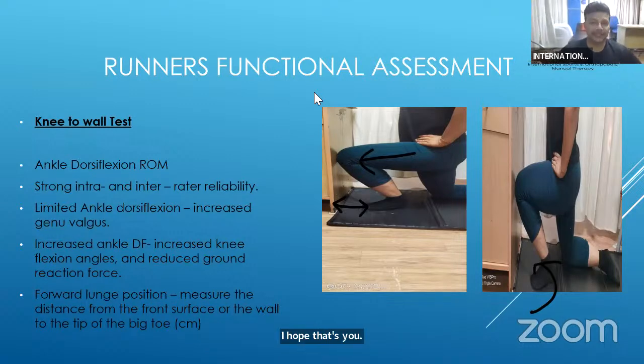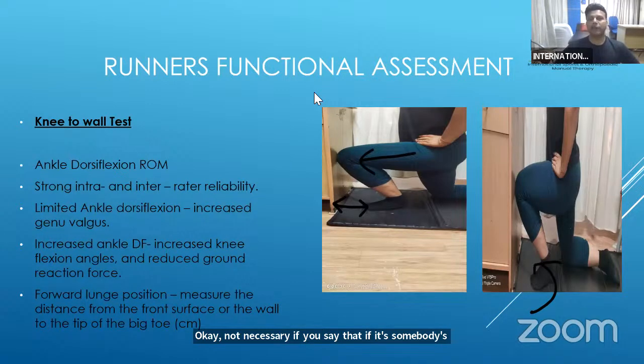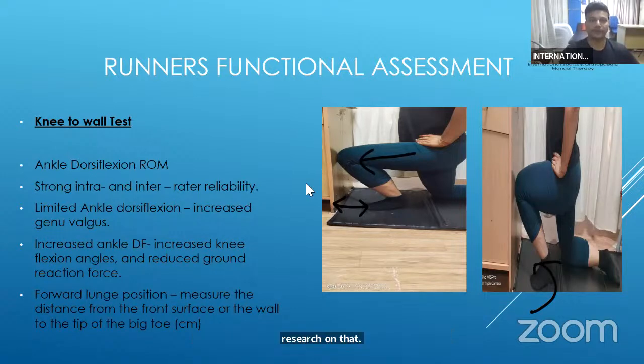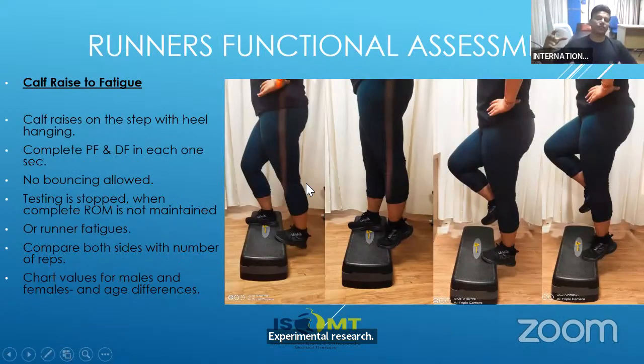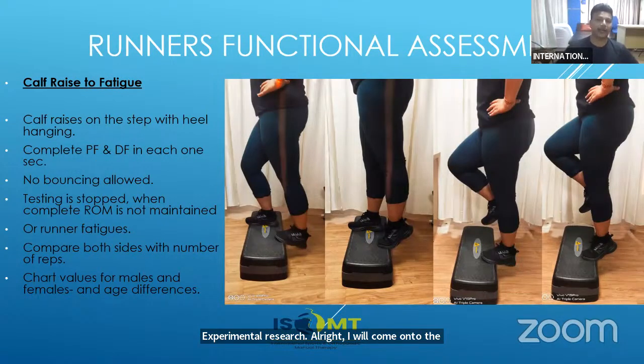Well, I don't want to do this test in standing because there are a lot of compensations and anti-gravity compensations that you can do. Well, if you've had genu valgum since birth, then that is a structural defect rather than a functional defect. Okay, not necessary. If somebody has a structural genu valgum, will they have limited dorsiflexion? Not necessarily, because that is a structural one. But you can always check, and we can always do experimental research on that. All right. I will come on to the demonstration of the manual therapy assessment and the treatment right now.